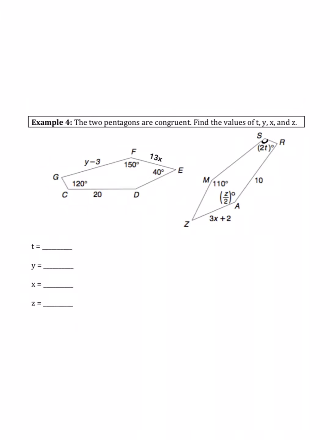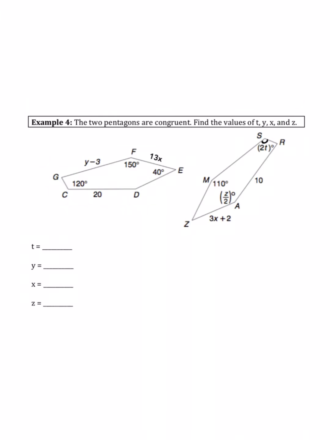In this next figure, we'll go ahead and read through it. It says the two pentagons are congruent. Find the values of t, y, x, and z. But there's actually a big piece to this problem that is missing that we need to have before we can continue. So I'm going to add it in, and you need to do the same on your note sheet.